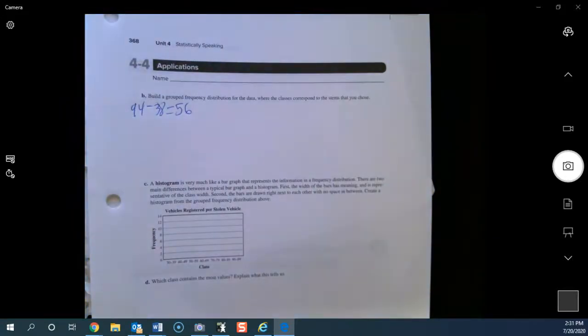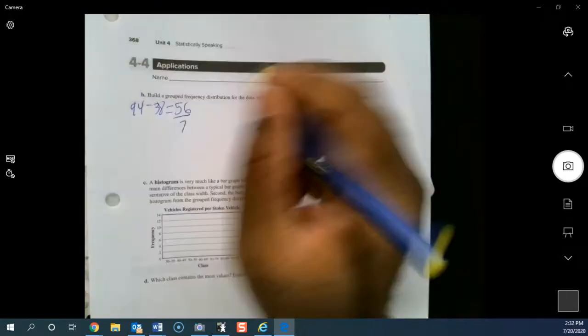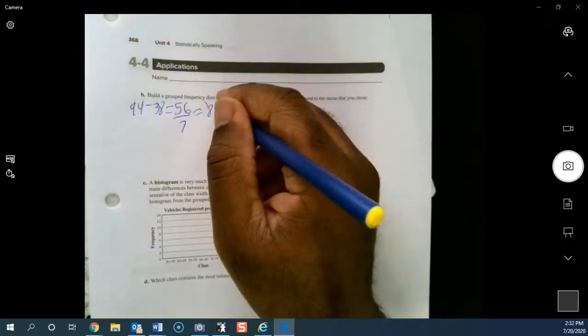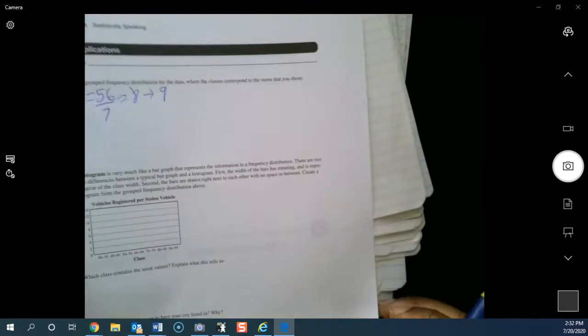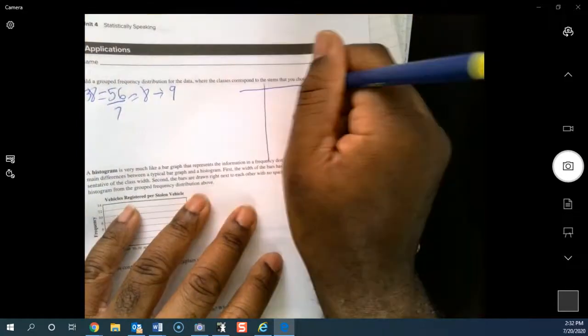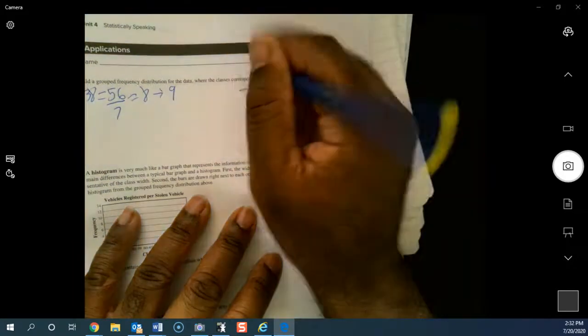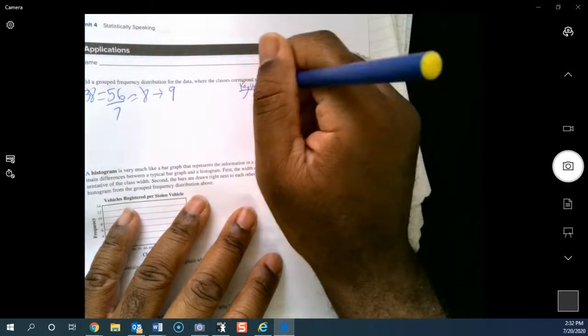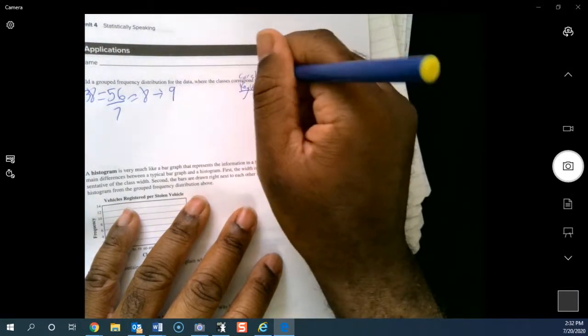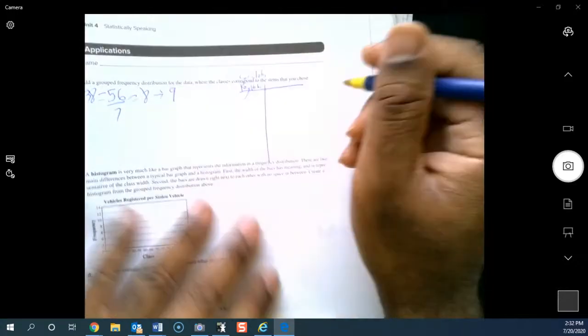With a problem like this, I would think that 7 classes would be good, because of our width here. With 7 classes, our width would be 8. But remember, we have to go up to the next highest whole number, which would be 9. So now we could do our classes here, our frequency distribution. We could do registered vehicles. I didn't leave enough room here, but it should be cars stolen as well. Registered vehicles and cars stolen, and then our frequency.